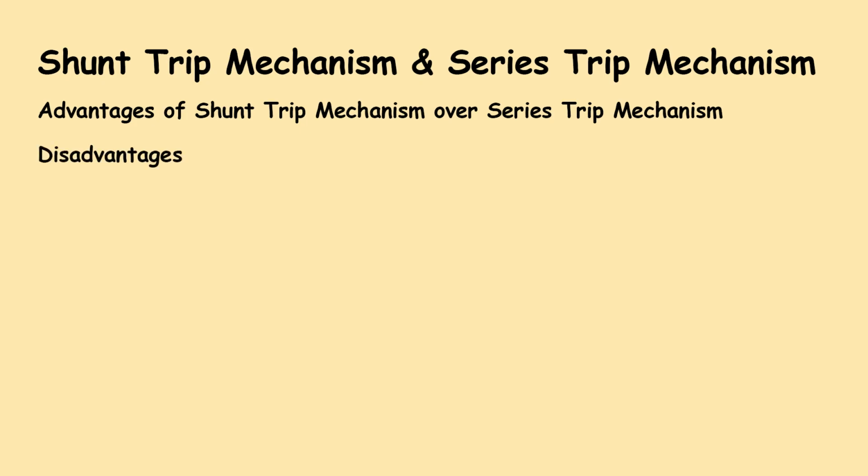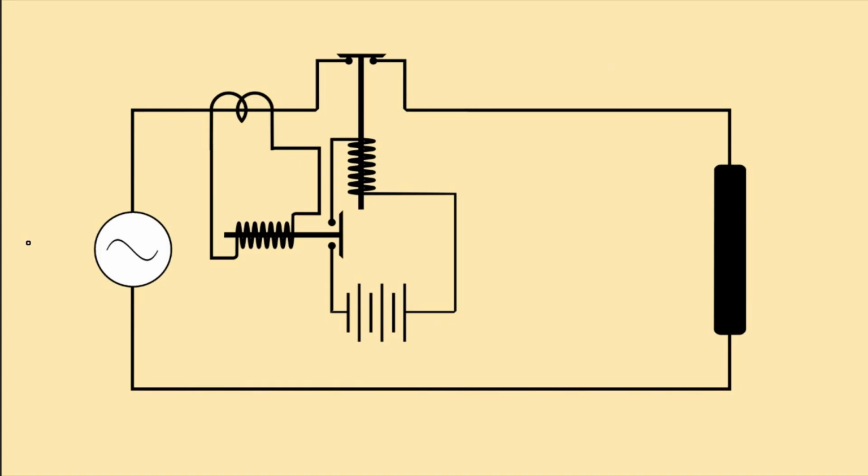Shunt trip mechanism. In the shunt trip mechanism, the tripping coil of the circuit breaker acts by DC power. There is a separate DC circuit with a battery. This battery supplies power to the trip coil when required to trip the breaker. This is the source side of the power circuit, and this is the load side of the power system. This is the current transformer. This is the coil of a relay. This relay acts due to the signal coming from the current transformer.